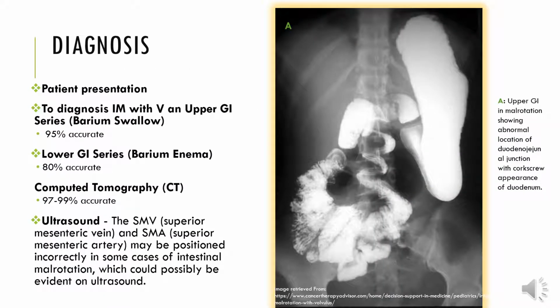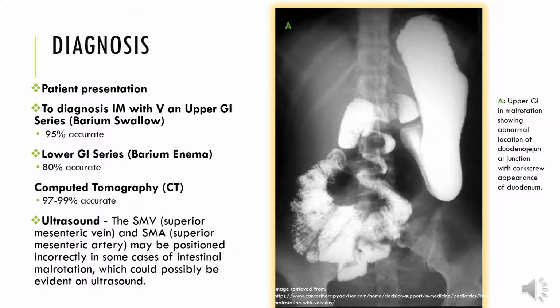How do we diagnose a patient with malrotation and volvulus? Patient presentation. The initial abdominal exam may be completely normal, luring the practitioner into dismissing the diagnosis, which unfortunately may lead to progressive bowel ischemia, hypovolemic shock, and possibly death. To diagnose intestinal malrotation with volvulus, an upper GI series, also known as a barium swallow, is most frequently ordered. It is about 95% accurate in diagnosing intestinal malrotation with volvulus.